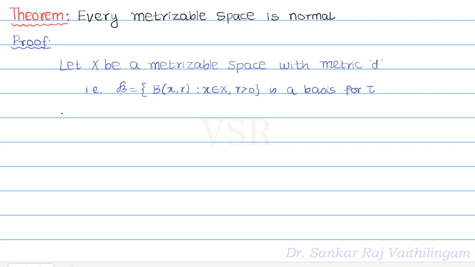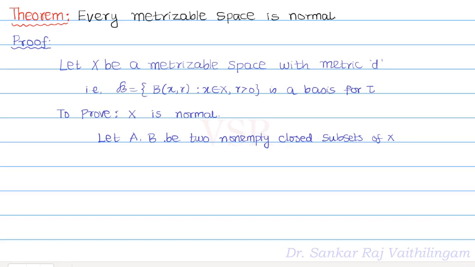Now we claim that X is normal. To prove normality, let A and B be two non-empty closed subsets of X. Closed subsets of X. So we have taken two non-empty closed subsets of X.